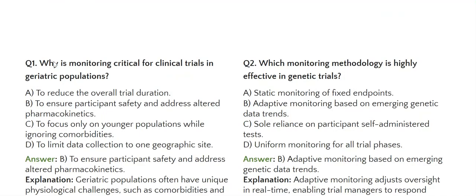Question 1: Why is monitoring critical for clinical trials in geriatric population? A, to reduce the overall trial duration. B, to ensure participant safety and address altered pharmacokinetics. C, to focus only on younger population while ignoring comorbidities. D, to limit data collection to one geographic site.